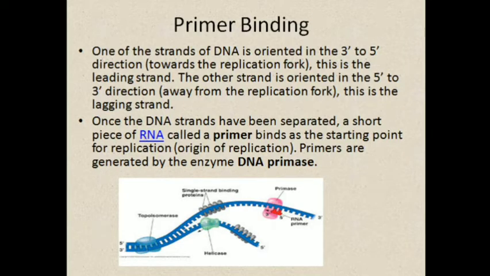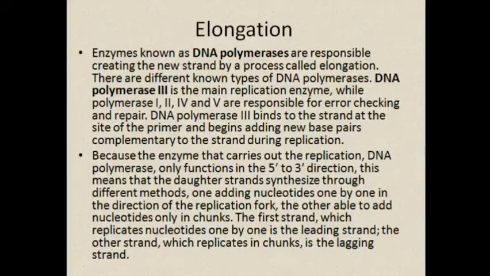Now the next process is elongation. DNA polymerase, the main enzyme which replicates the DNA, will now start producing new DNA from the RNA primer. It will attach to the RNA primer and produce the new strand. There are different types of DNA polymerase. The main DNA polymerase which helps in replication is polymerase III, while other types of polymerase are given different names and are responsible for error checking and repair of the DNA.